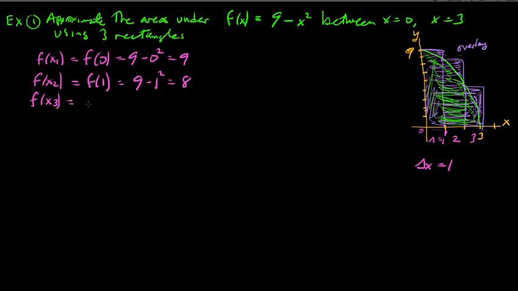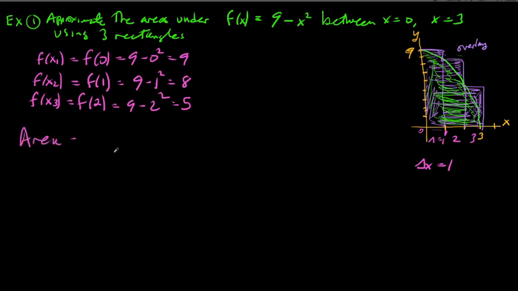And then for my last one, x3 is going to be 2. And so I get 9 minus 2 squared. 9 minus 4 is 5. So these are the heights of the 3 rectangles. Now we just multiply by the widths, right? So we get the area is the sum.